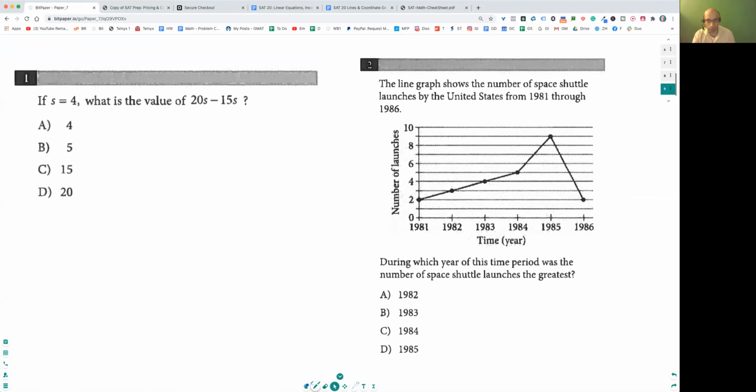Okay, so try this and this. Okay, this is super easy, right? If S is equal to 4, that's peanuts, right? That's just plug it inside here and you're going to get the answer. The answer is 20. That's easy. Just plug it in here: 20 times 4 minus 15 times 4, right? So that's 80 minus 16. That's 20.